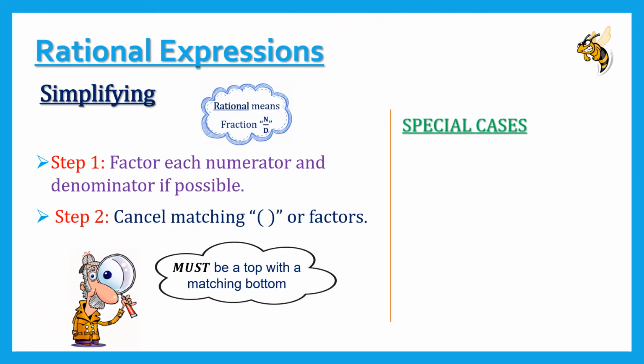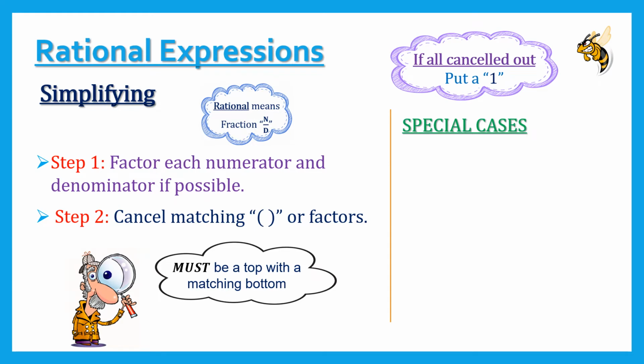Special cases. If all cancel out, put a 1. Why? Because in multiplication, we have to use 1, or division, we have to use 1. Why? Because anything multiplied by 1 is itself, or anything divided by 1 is also itself. Let's look at the first situation.